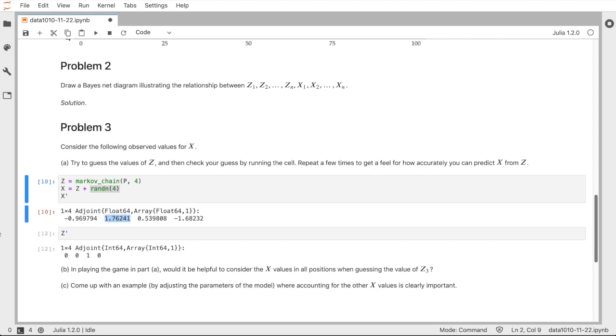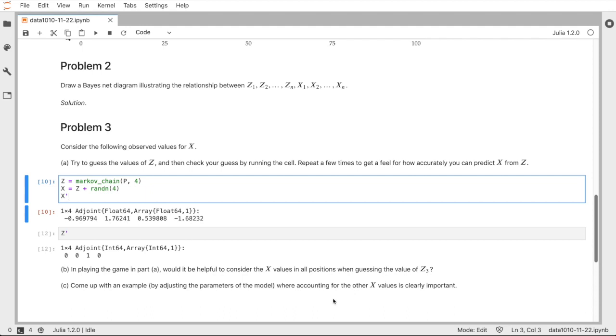One is that the conditional distribution of z given x is still random. It will not be possible in general to make a perfect guess based on what we see. But also, we could have done this in a smarter way. We didn't consider the joint relationship of all the x's, and we really should have done that. So the answer to B is yes, it would have been helpful to consider the x values in all the positions when we were making the prediction of each of the corresponding z values.